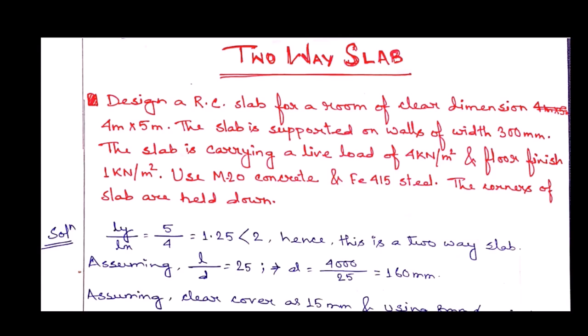Design a RC slab for a room of clear dimension 4 meter by 5 meter. The slab is supported on walls of width 300 mm. The slab is carrying a live load of 4 kN per meter square and floor finish 1 kN per meter square. Use M20 concrete and Fe 415 steel. The corners of slabs are held down.